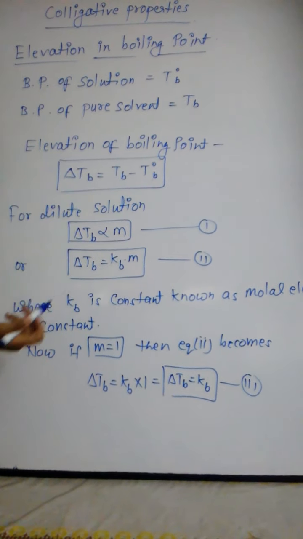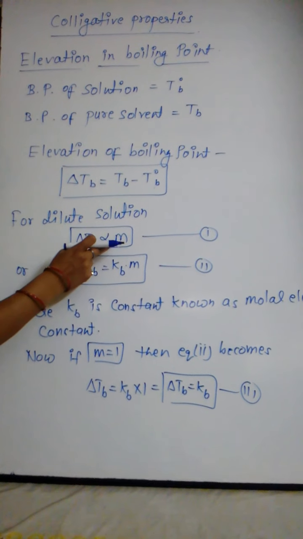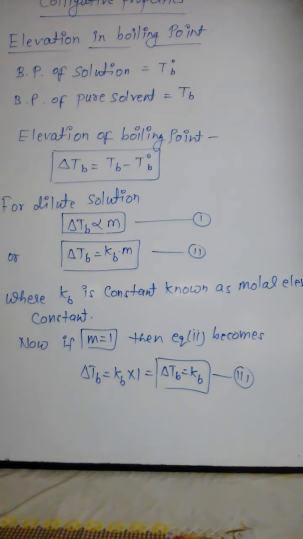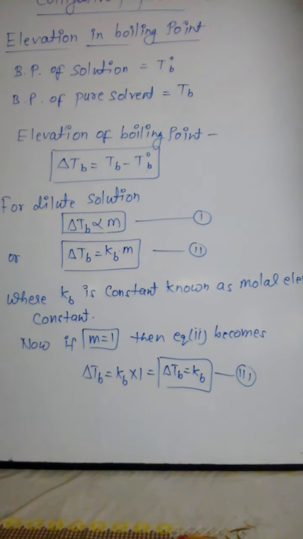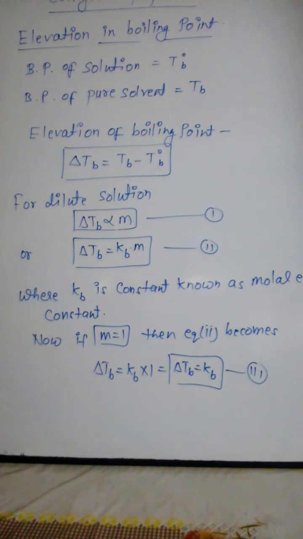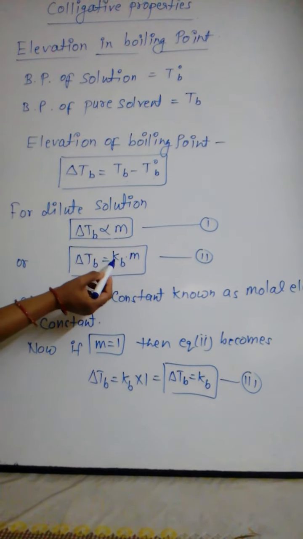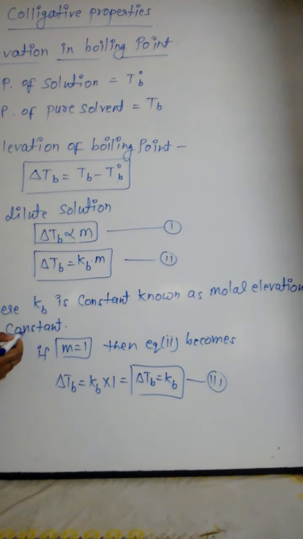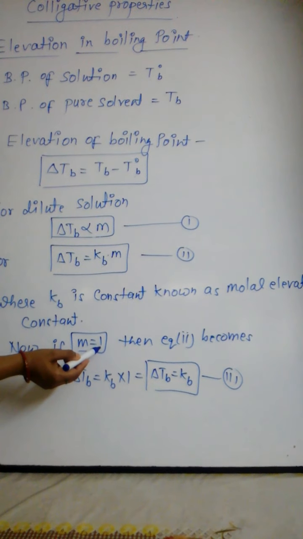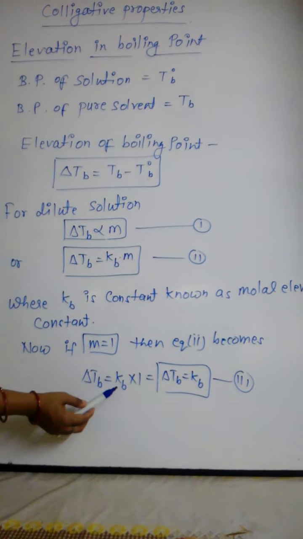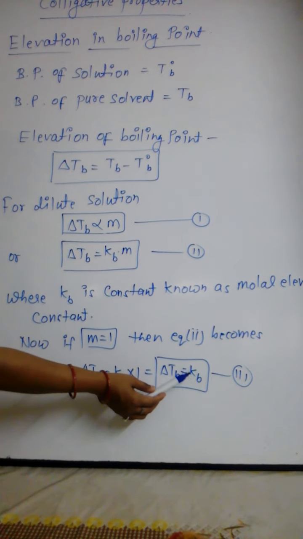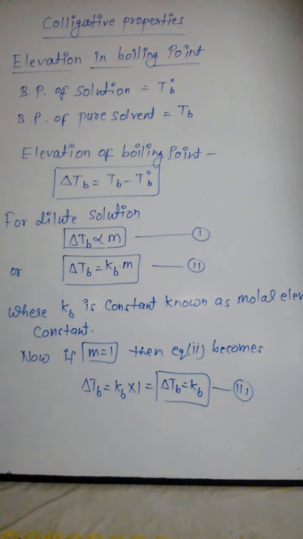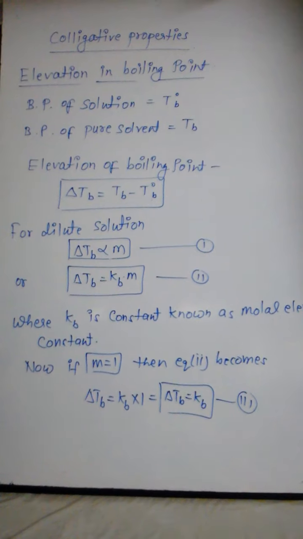Experimentally it was proved that for dilute solutions, the elevation of boiling point is directly proportional to the molality of the solution, and molality depends upon the number of solute particles. Therefore elevation in boiling point is a colligative property. Replacing the proportional sign, the constant Kb comes in, called the molal elevation boiling point constant. If the molality is 1, then delta Tb equals Kb. So the elevation in boiling point becomes constant if the molality of the solution is 1, or unity. So we proved that it is a colligative property.